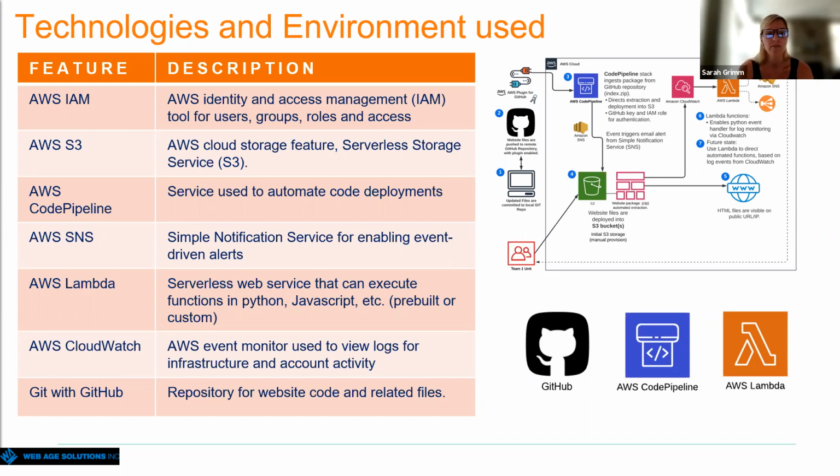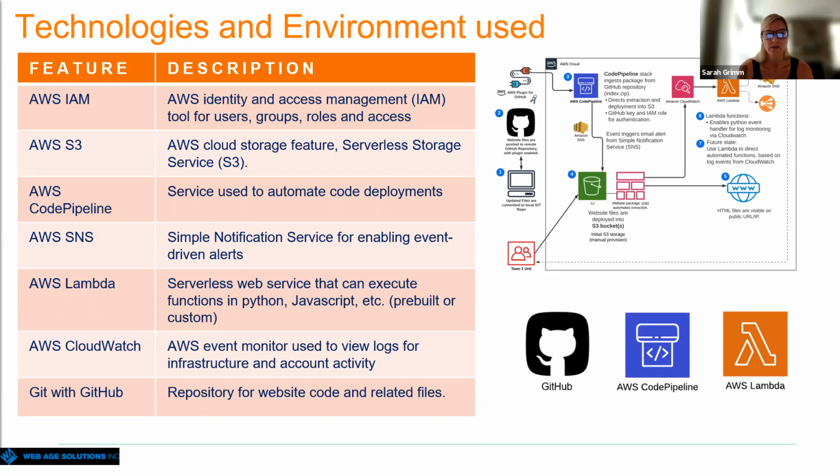CodePipeline, we use this to automate our code deployments, and we chose to use this as opposed to Jenkins to simplify our process as it's already within AWS and we did not have a complicated build sequence. For SNS, or the Simple Notification Service, we had our notification based on an S3 event, and it, again, as Chris mentioned, sends an email to those subscribed, and that informs us anytime there's an update to the bucket.